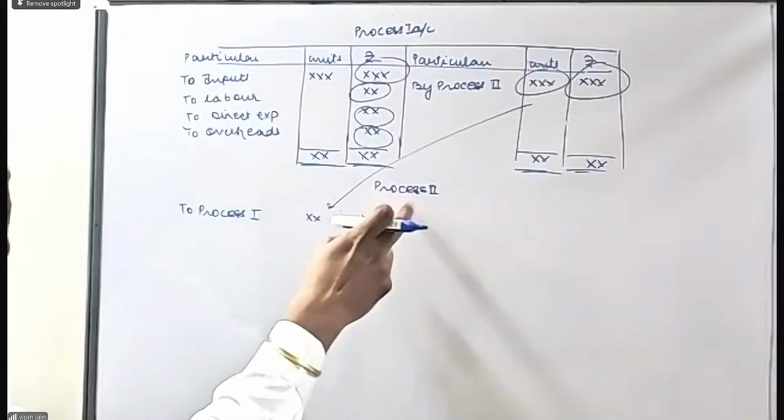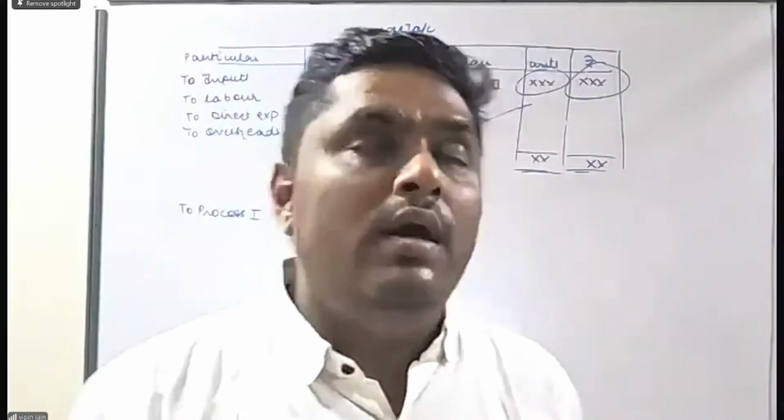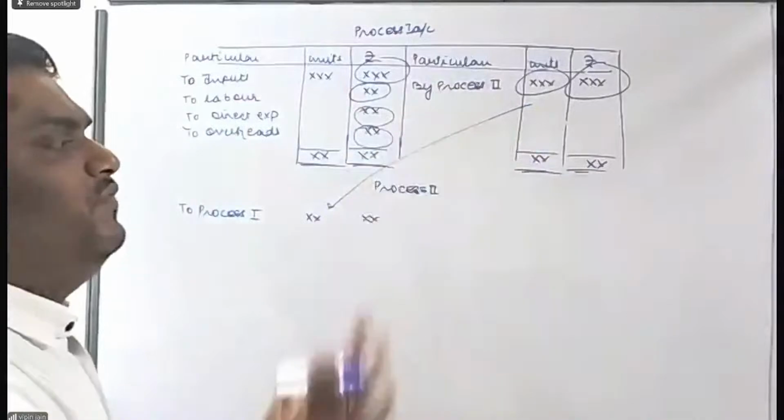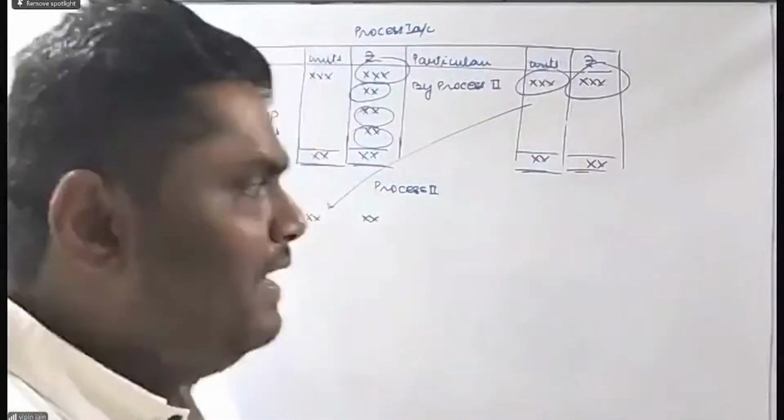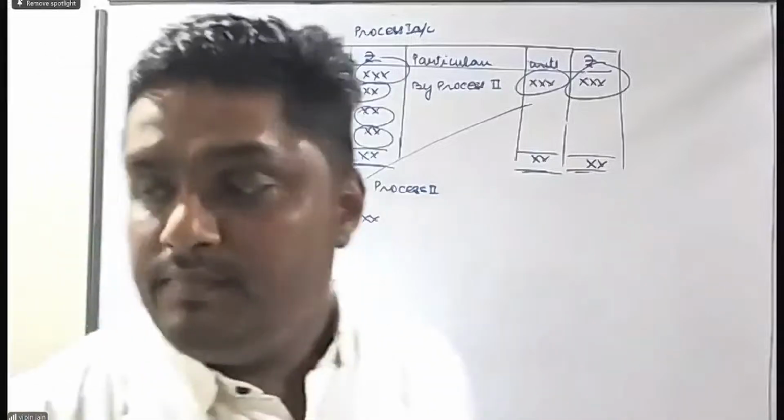So the input of process second will be what? The output of process first. Rest again the additional cost, and we will get the final output.